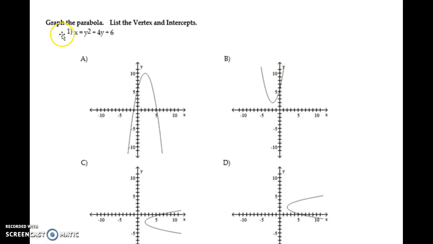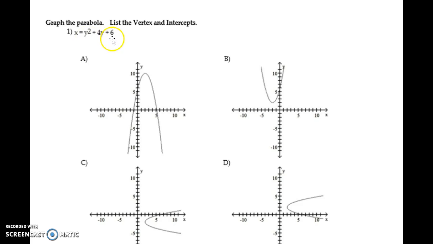For number 1, we're going to graph this parabola and also list the vertex and intercepts. I'm going to start by writing it in standard form, and you can read about parabolas on page 612 in the textbook. Section 6.1 is called parabolas. I want to start by writing this in standard form and then completing the square to do that.